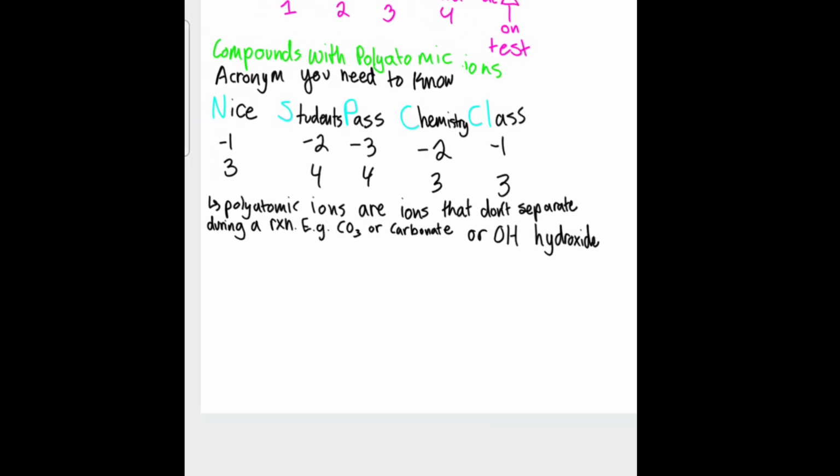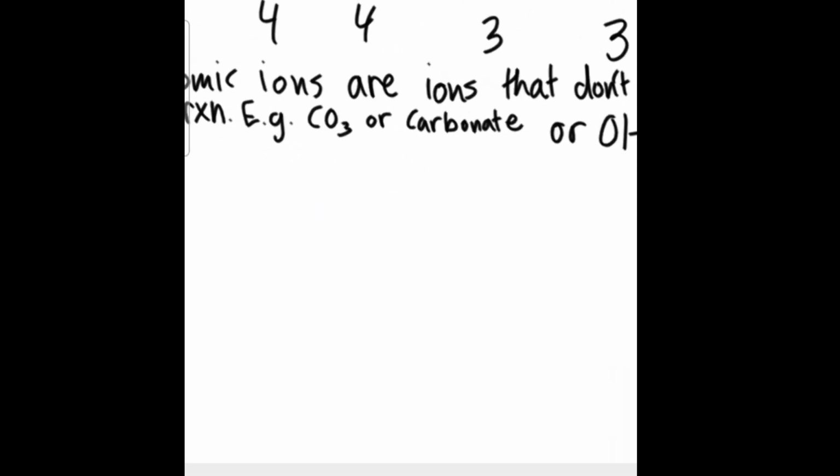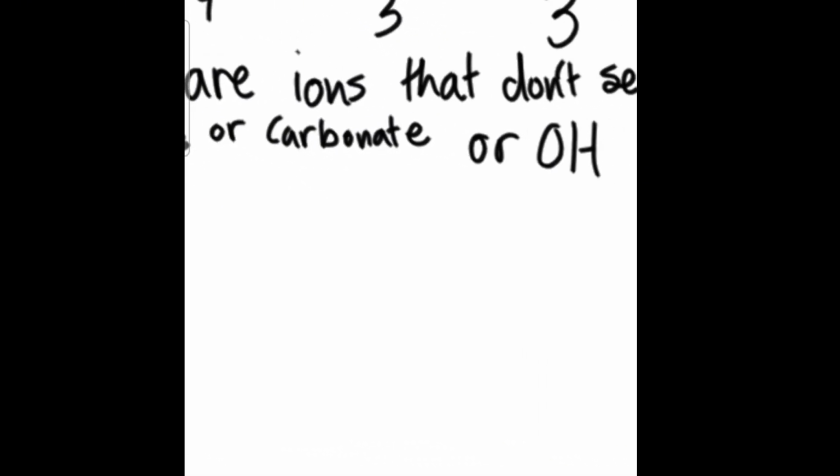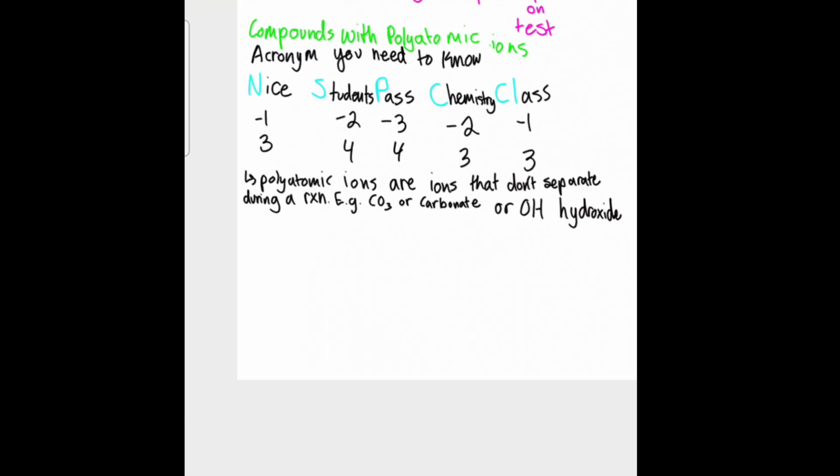Okay. So, polyatomic ions are ions that don't separate during a reaction. This stands for reaction. Example of this is CO3 or carbonate. OH is hydroxide. This has a charge of -1. What does this have as a charge? -2. Good job. Okay.